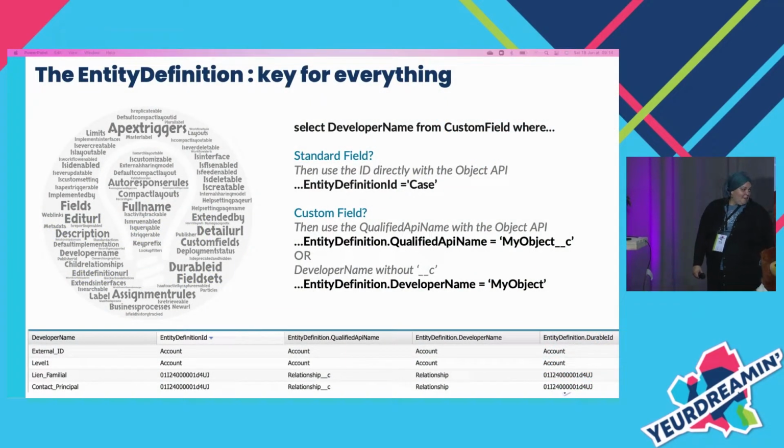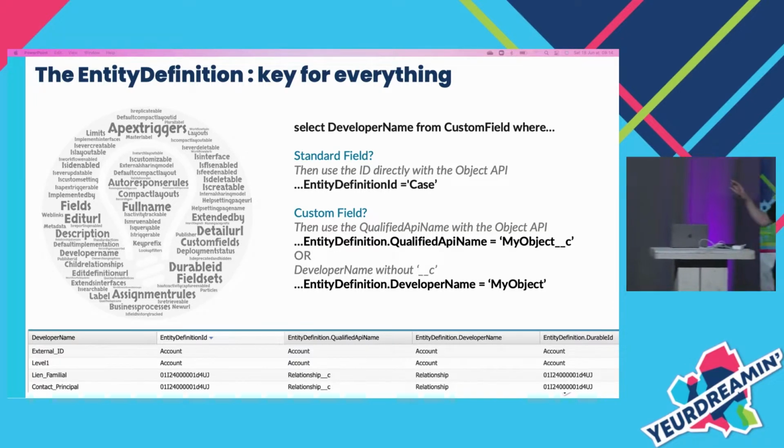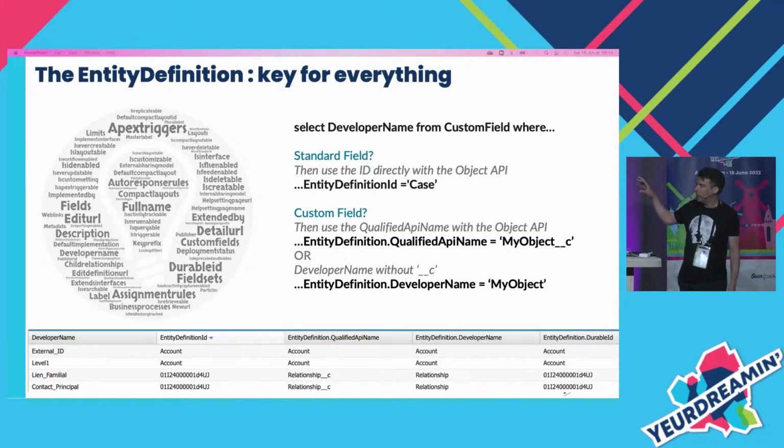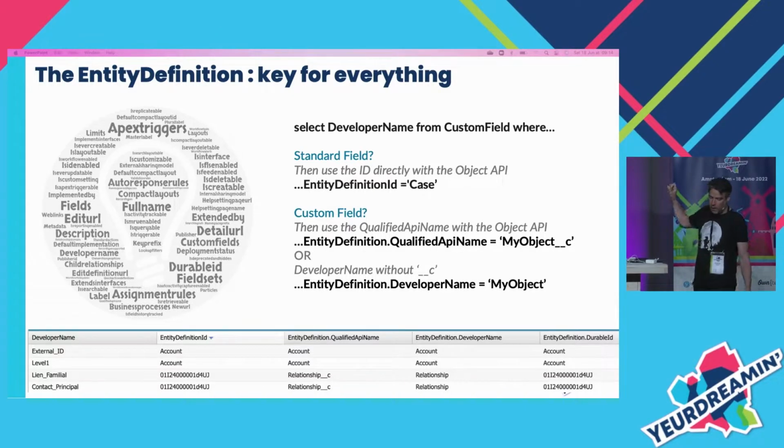So the first thing you will need to grab when you work with the Tooling API is EntityDefinition. It's the key, the major table you will have to master. Here we are just trying to provide you a quick example. What we wanted to show you is how it works, and then we will show you the important fields that you need to master on EntityDefinition.